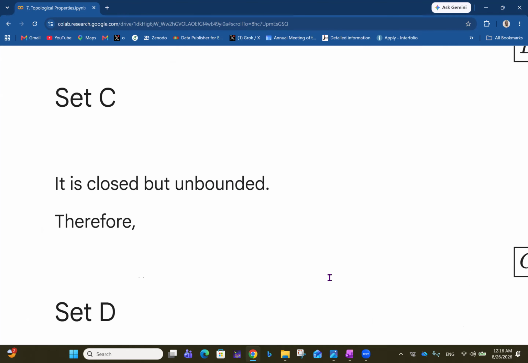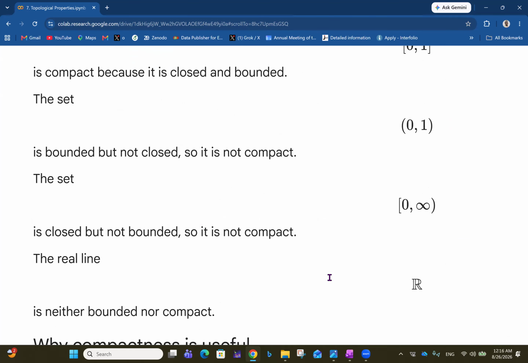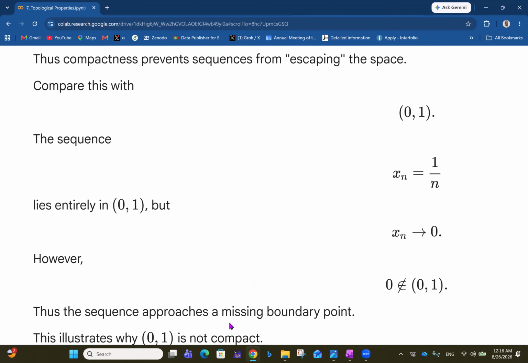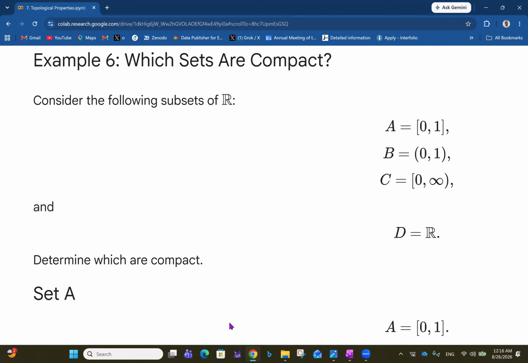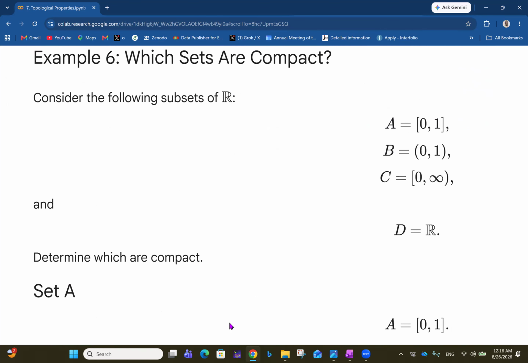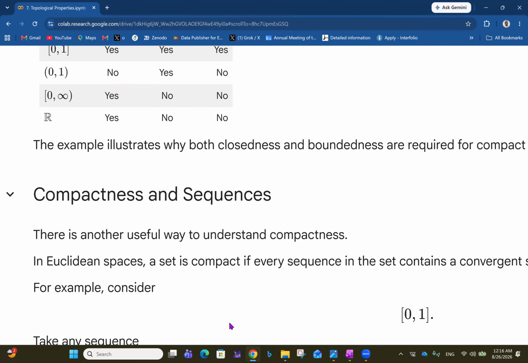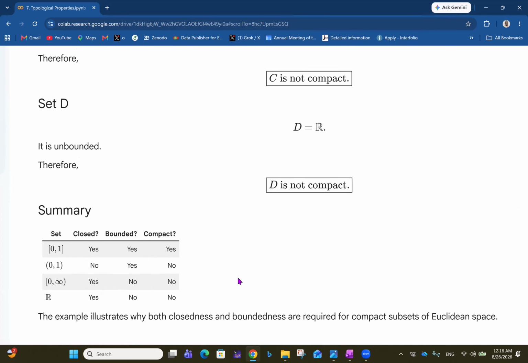I think we saw the other time that R is closed but not bounded, so it is not compact. I think the idea is that it's not bounded. So just one failure makes it not compact. So R, though it's closed, is not bounded, and therefore it is not compact. So the example illustrates why both closedness and boundedness are required for compact subsets of Euclidean space.